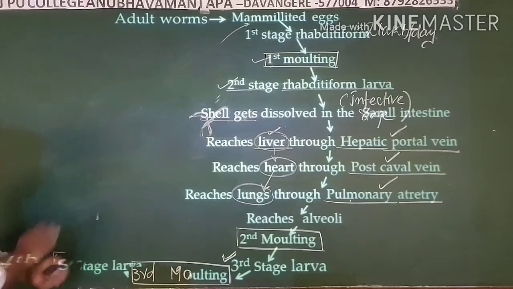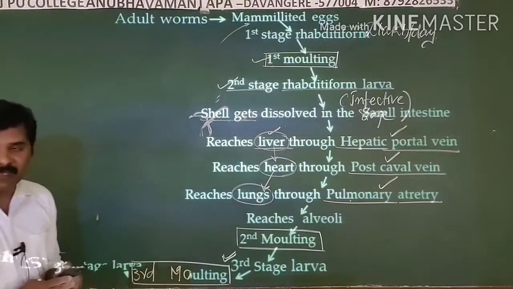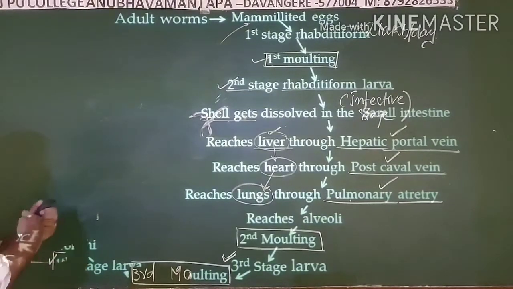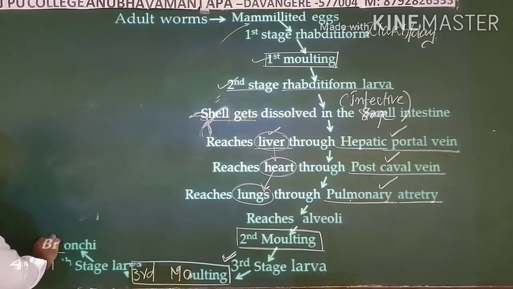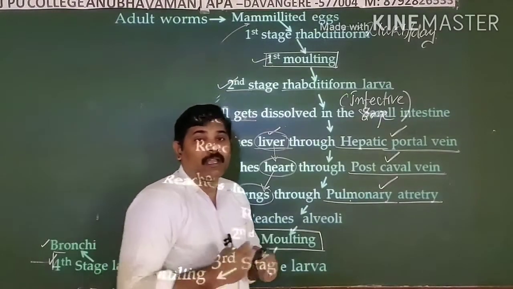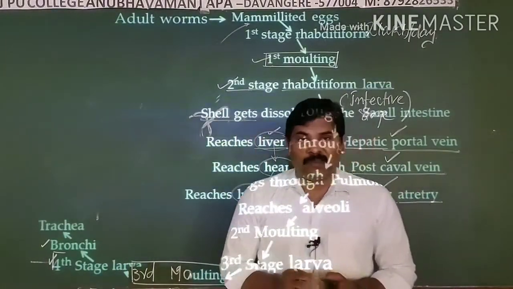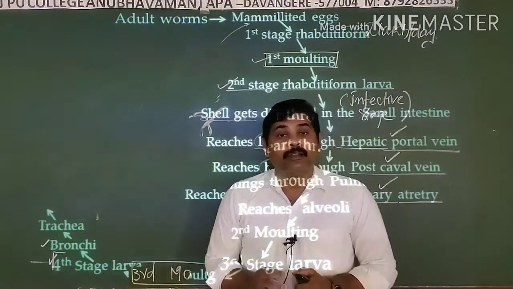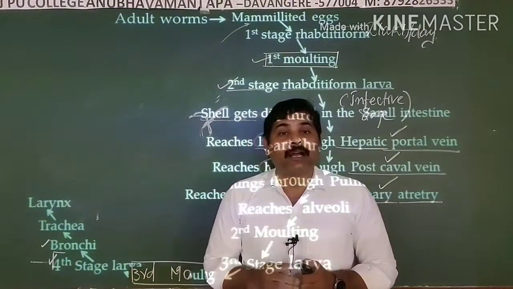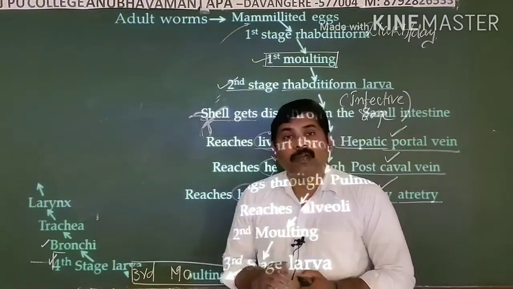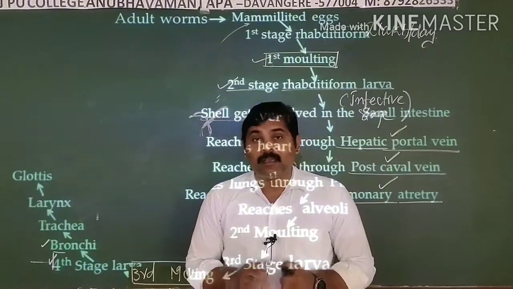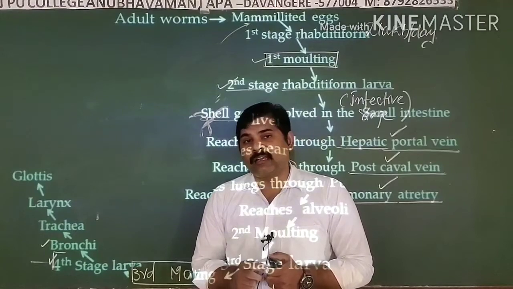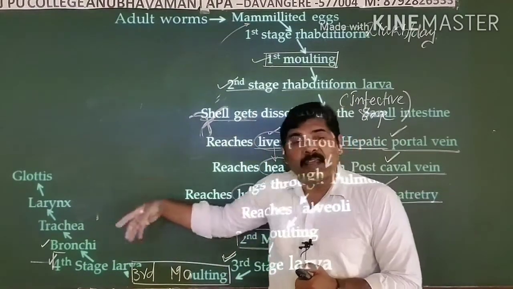Now this larva from your alveolus again starts migrating. From the alveolus, it enters your bronchi. From the bronchi it reaches your trachea. From the trachea it reaches your larynx, which is the voice box. From the larynx it reaches your glottis. From the glottis it reaches the pharynx, because the pharynx is the junction of the respiratory as well as the digestive tract. Why does it make this extra-intestinal journey?